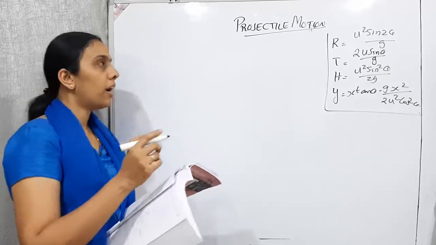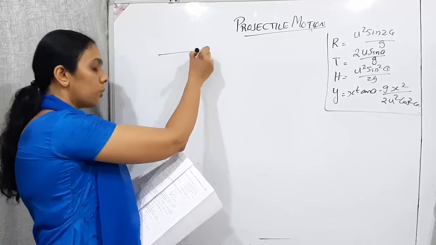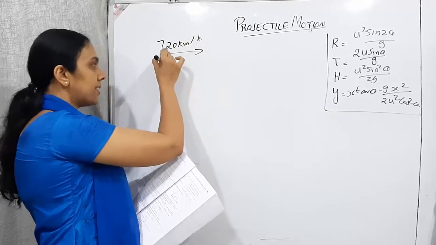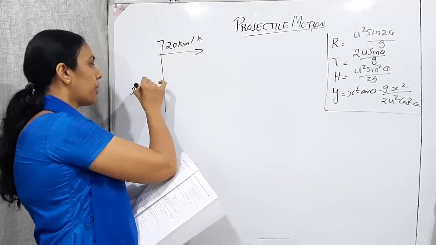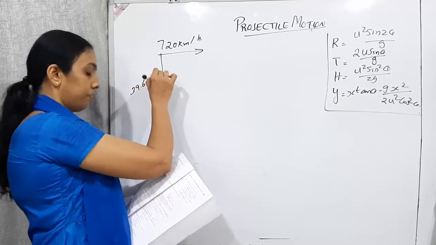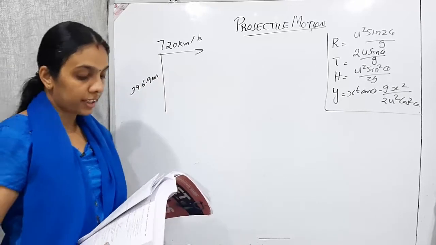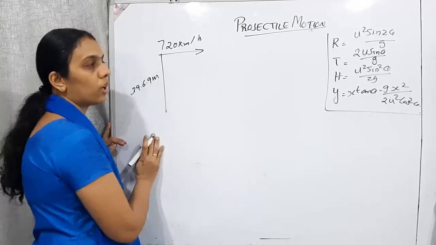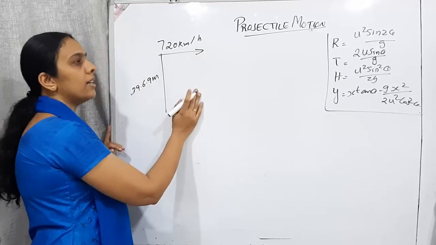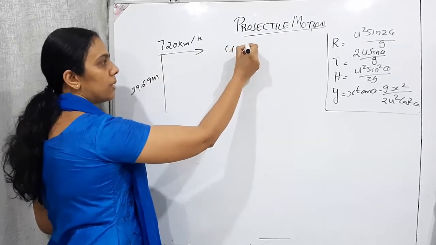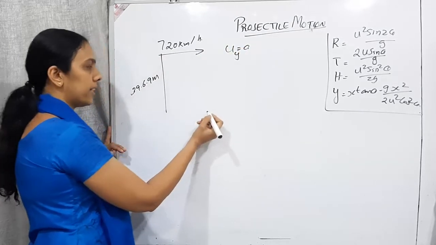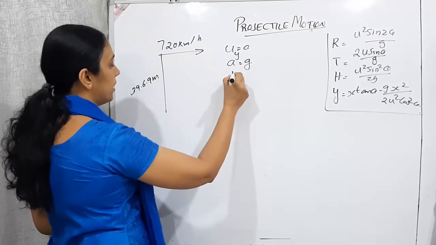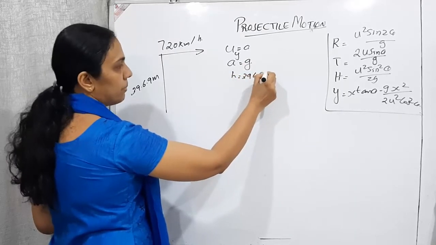The aeroplane is moving horizontally, so it's moving with a velocity of 720 km per hour, and it is at a height of 396.9 meter. And the time taken by the food packet to reach the ground and its horizontal range. Time needed to reach the ground, how can we find out? It is moving horizontally, so initial vertical velocity will be equal to 0. Uy is equal to 0. Acceleration is equal to g, and h distance will be equal to 396.9 meter.